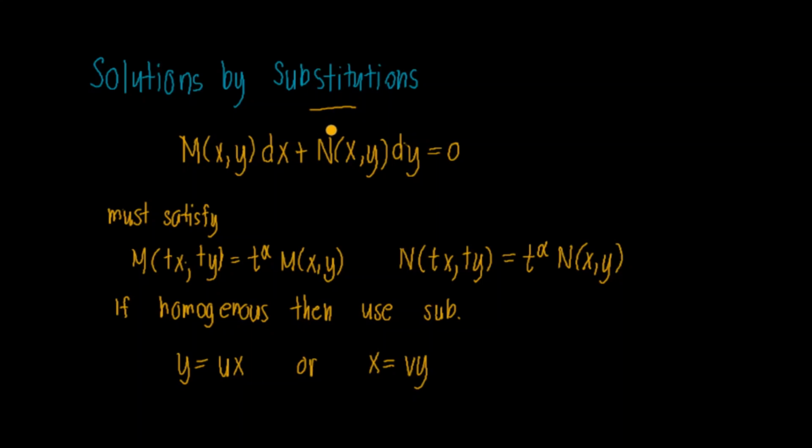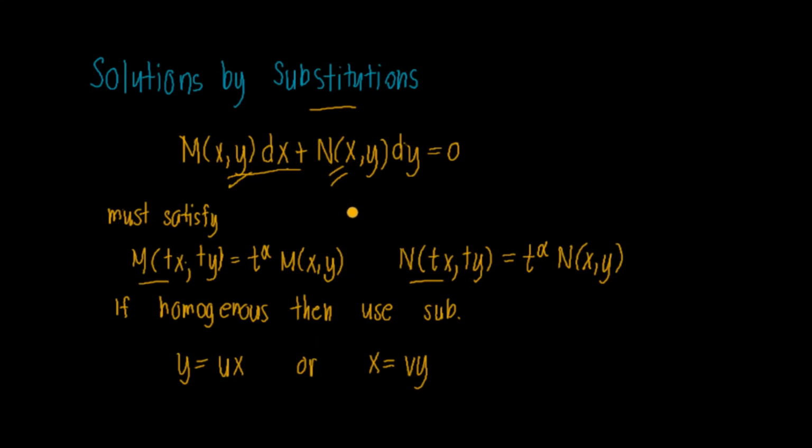Now, say we have a first-order differential equation in this form, M dx plus N dy is equal to 0, where M and N are both functions of x and y. This equation is said to be homogeneous if both M and N are homogeneous. Both M and N are homogeneous if and only if the equations below are satisfied.